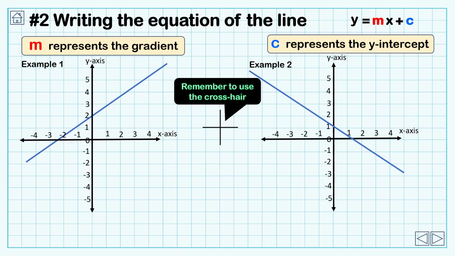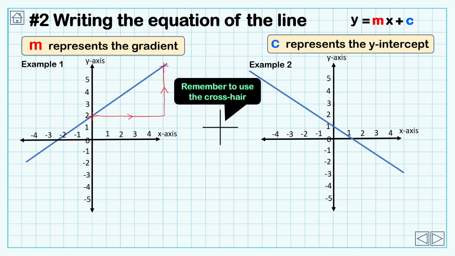Now, we've got two examples where we're going to find the equation of lines. Remember that you use the crosshair. Now, how are we going to do that? If you remember, we need to find two places that will help us work out the triangle. So what I can do is find a place, that's going to be the y-intercept itself, and somewhere up here I draw the triangle with a run, remember, and then I go up, which is going to be the rise.